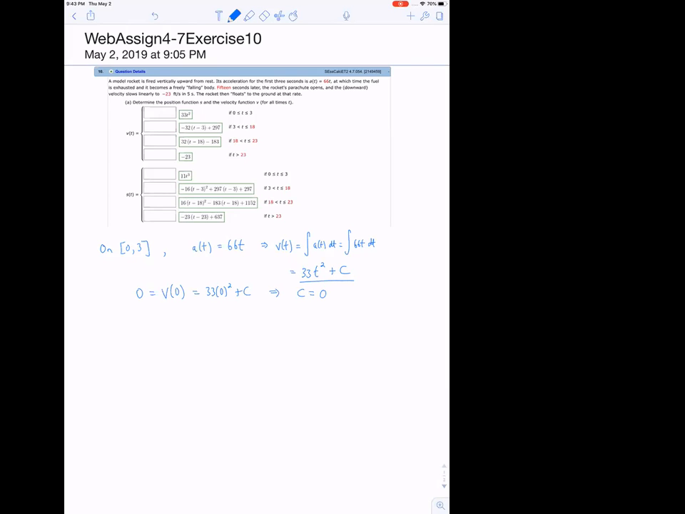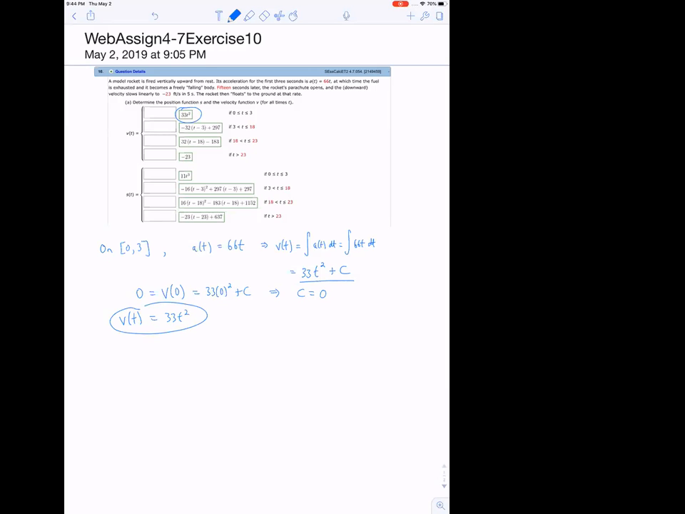So now we can be much more explicit. v of t is not just 33t squared plus some constant, it's 33t squared plus the 0 constant. So there's our velocity, and that matches the WebAssign solution right there.